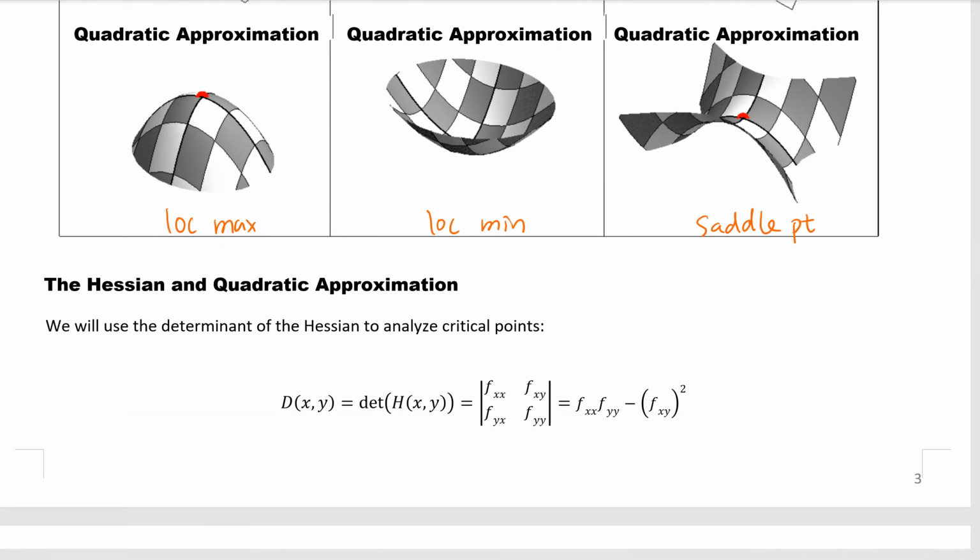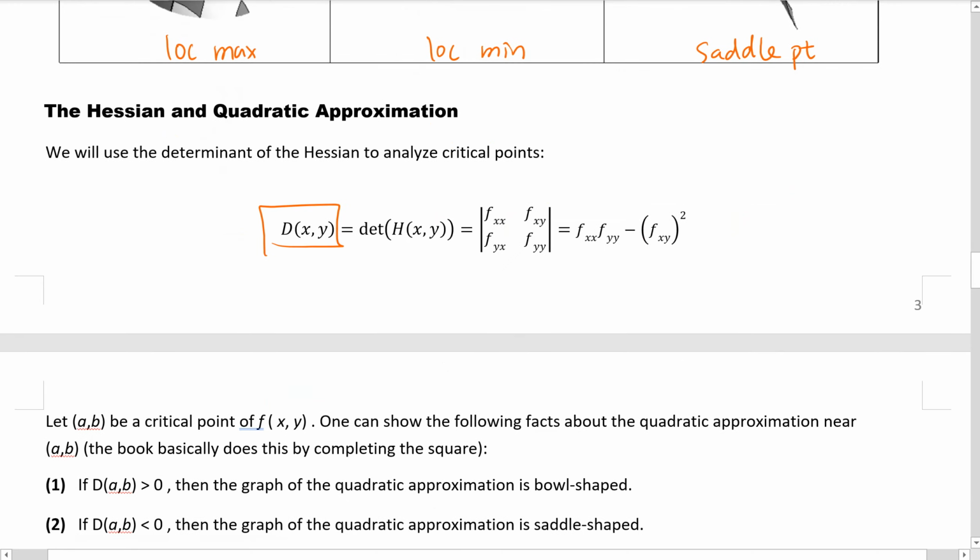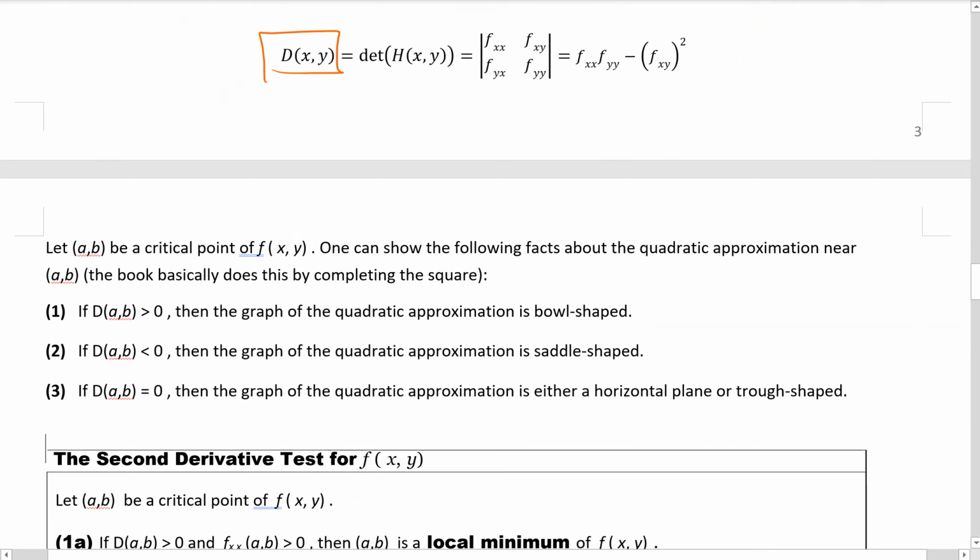So we will use the determinant of the Hessian to analyze critical points. We use D to denote the determinant of this Hessian matrix. So cross multiply: fxx times fyy minus fyx times fxy. But because they're the same, we just get fxy squared. So far so good, everybody? Okay, how would this relate to our maximum or minimum?